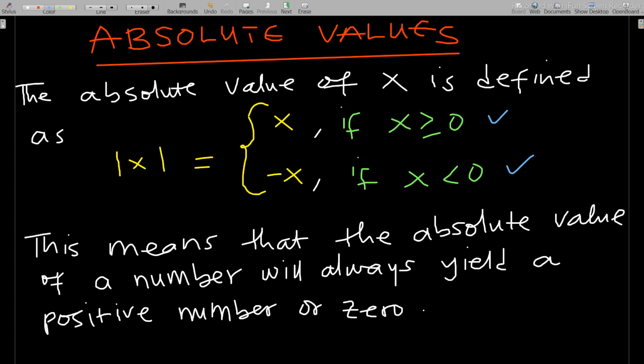This means that the absolute value of a number will always yield a positive number or 0. The reason I didn't say it will always yield a positive number is that 0 is neither positive nor negative. If x is equal to 0, then the absolute value of 0 is equal to 0, which is neither positive nor negative. So saying it will always yield a positive answer would be wrong.